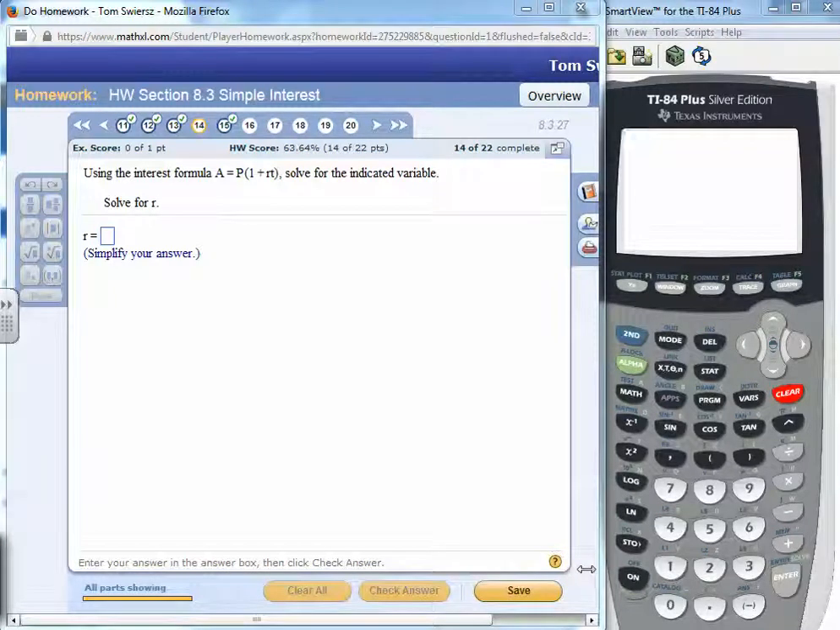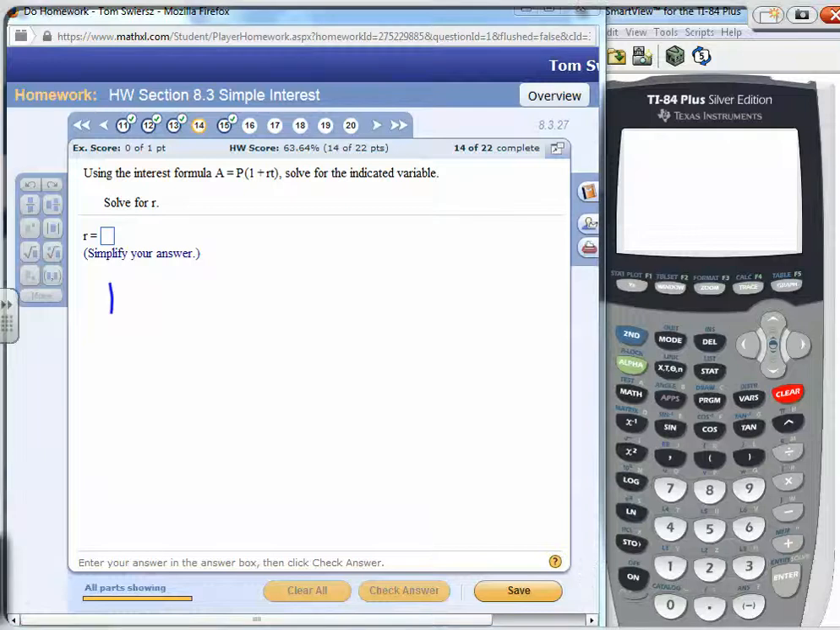Let's begin this session with homework exercise number 14 from section 8.3. Use the interest formula, future value A equals P times 1 plus RT, to solve for an indicated variable. Solve for R. Okay, now we've got to do a couple algebra steps here. Let's first write down the formula. A equals P times 1 plus RT.